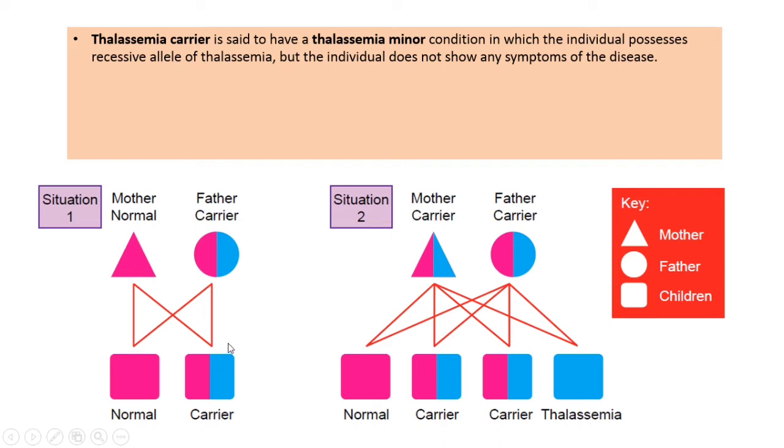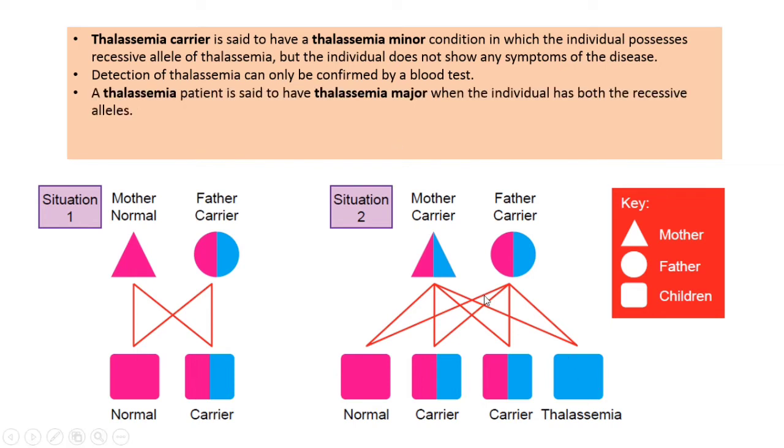Okay, but if both partners are carriers, 50% of their children will be carriers, 25% normal, and there will be children who have thalassemia. Okay, 25% of the children will have thalassemia. Detection of thalassemia can only be confirmed by a blood test. A thalassemia patient is said to have thalassemia major when the individual has both recessive alleles.